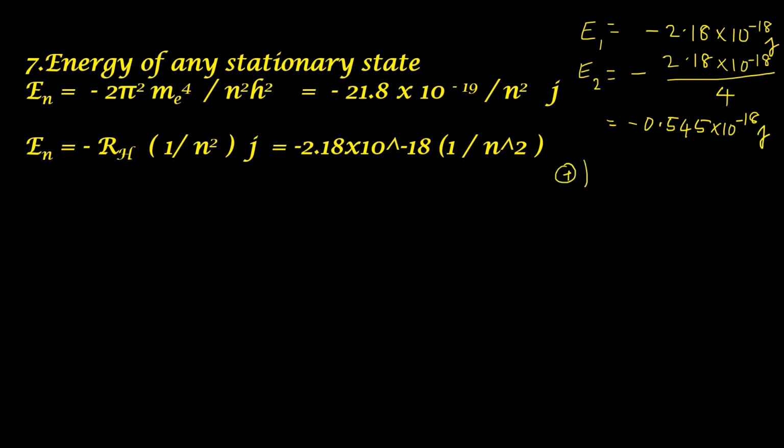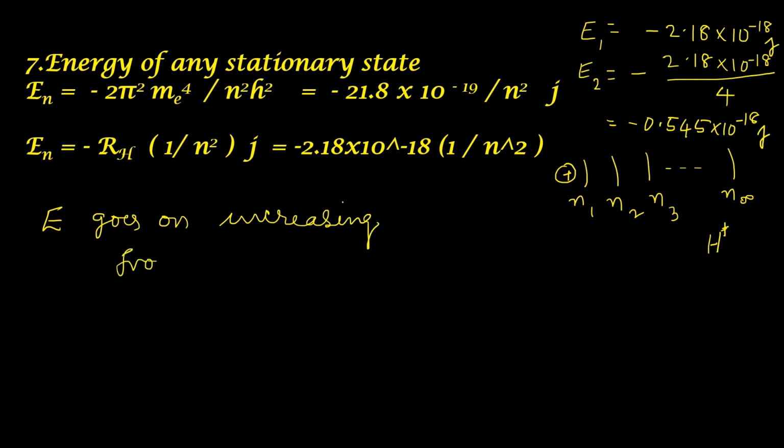Let the energy levels around the nucleus be represented like this: N1, N2, N3, and finally N infinity. The electron present at infinity, that is at energy level infinity, will have the greatest energy and is no longer attracted by the nucleus. Now the atom remains as an ion. The electron is totally free. In the case of hydrogen atom, it becomes hydrogen plus ion. As the distance of the orbit increases from the nucleus, the energy also increases.